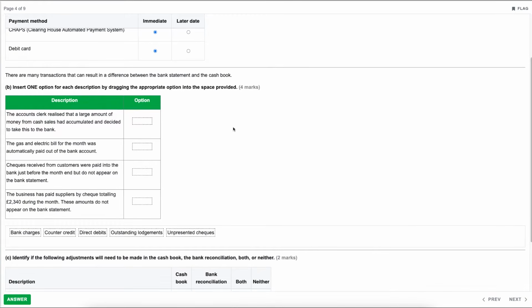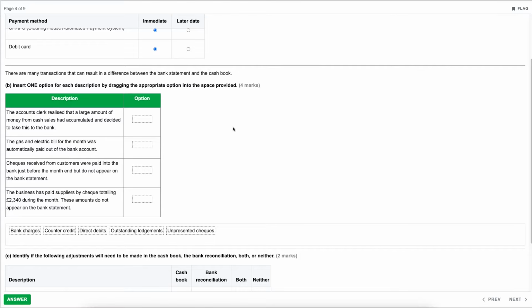Let's move on. There are many transactions that can result in a difference between the bank statement and the cash book. Part B, insert one option for each description by dragging the appropriate option into the space provided. 4 marks, 1 mark for each. Let's have a look at each description, and then what we need to do is drag these options against each of the descriptions here.